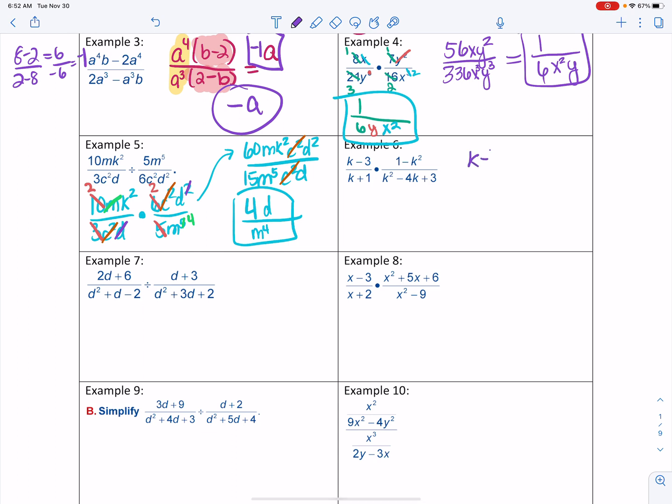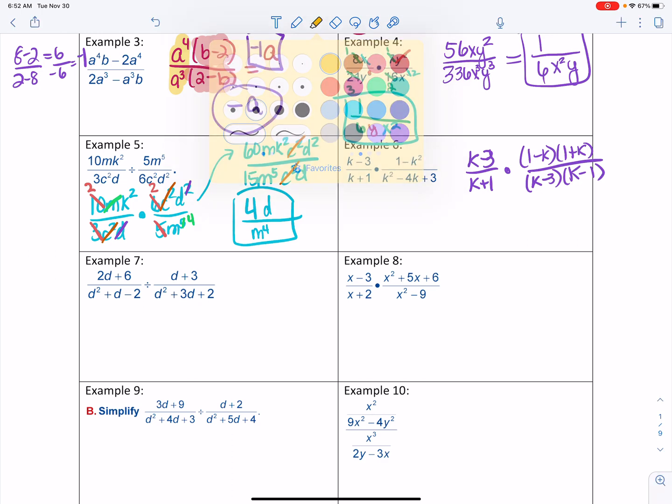So I think I have k minus 3 on the top and then k plus 1 on the bottom. On the top, I'd have 1 minus k and 1 plus k. And then on the bottom, factors of 3 that go to -4, isn't that k minus 3 and k minus 1? Okay, I'm going to use yellow.